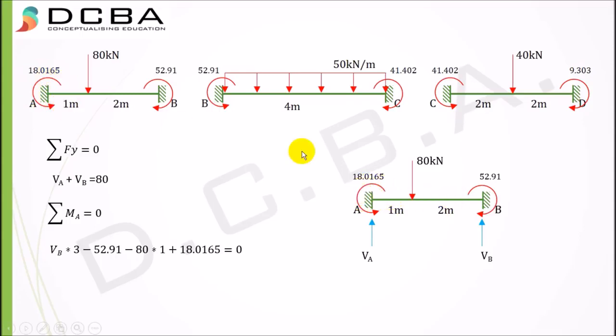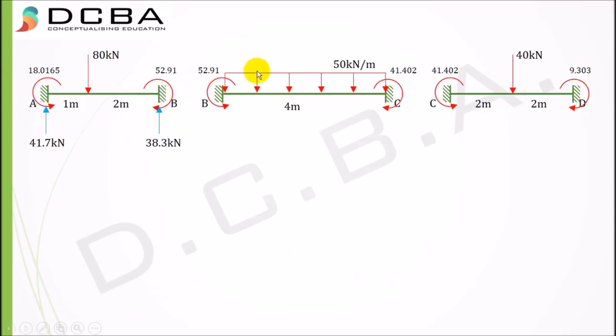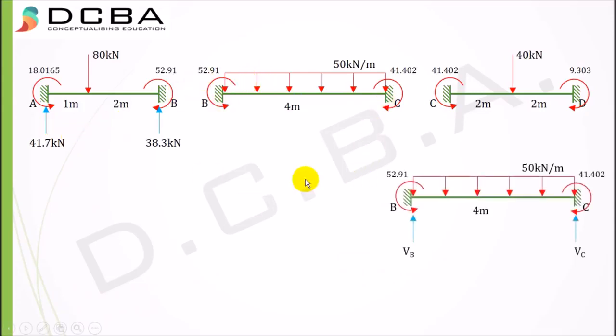So I have written all the directions of the moments as per my sign convention, and I have not used the negative sign. Writing the bending moment equation: VB into 3, perpendicular distance 3, minus 52.91 minus 80 into 1 plus 18.0165 equal to 0. We get VB equal to 38.3 kilonewton, and hence VA equal to 41.7 kilonewton. Now we'll analyze segment BC.